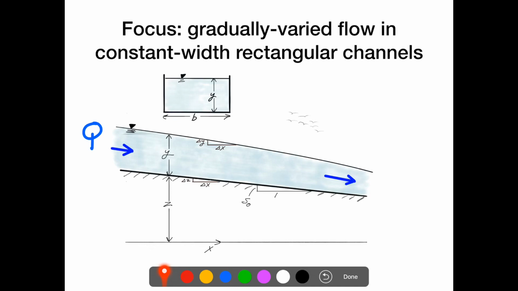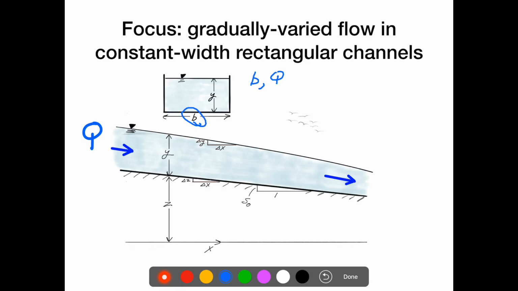We have a constant width channel, so this variable B is the channel width. It's rectangular, so the variables B and Q, the flow rate and the channel width, are not changing with distance downstream, and that's an important caveat to everything I'll tell you today.